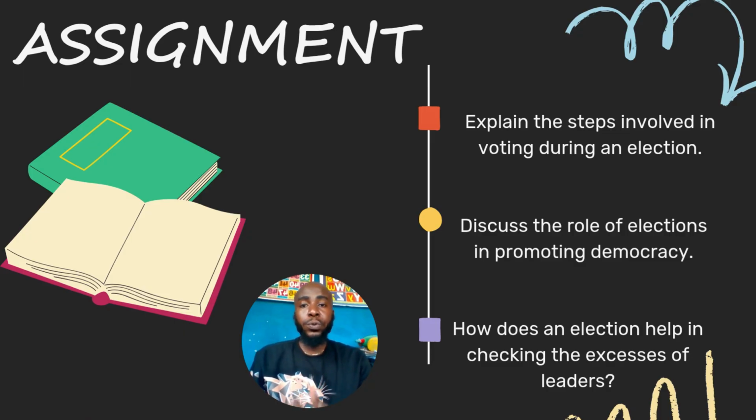All right, so on your own, you can go through the following assignment. First of all, explain the steps involved in voting during an election. Like I earlier said, I gave you some steps involved in voting during an election. Go back, look into it, and be able to write out the explanation for those steps. I remember I said voter's registration, accreditation process, and casting your vote. Also discuss the role of election in promoting democracy. And finally, how does an election help in checking the excesses of leaders?